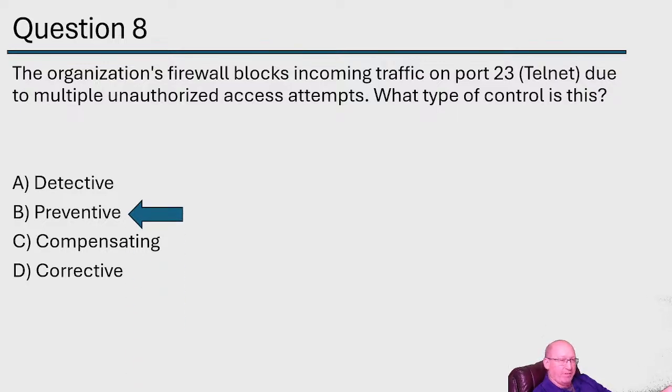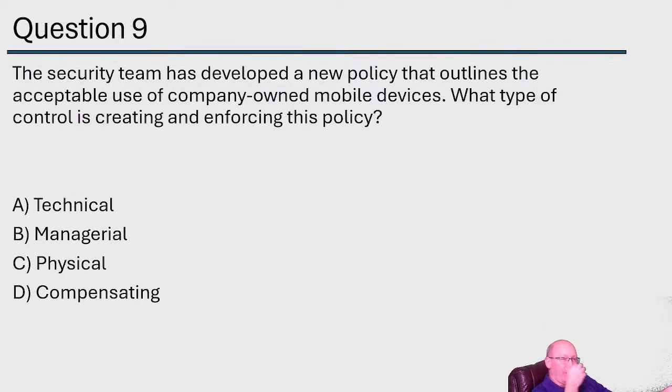All right. Moving on to question number 9. The security team has developed a new policy that outlines acceptable use of company-owned mobile devices. What type of control is creating and enforcing this policy? Of course, we have our 4 answers: technical, managerial, physical, and compensating control for this one.